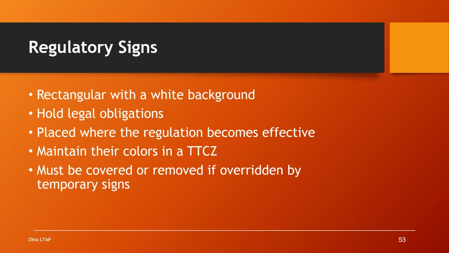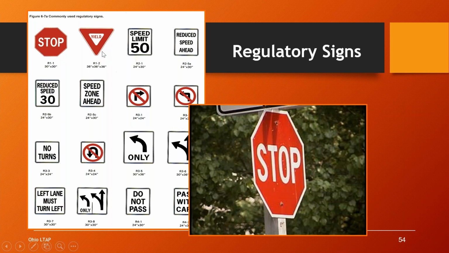Let's take a look at some of these regulatory signs. We have our stop, yield, speed limit, etc. But down here in the bottom left, we have a left lane must turn left sign. There's also right lane must turn right, like we would use on typical application number 22. So these are examples of regulatory signs.